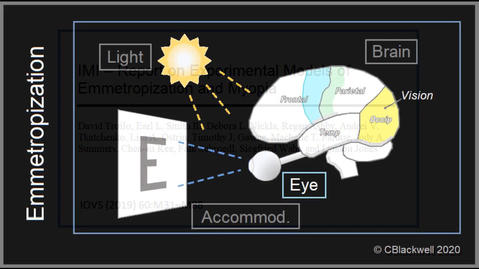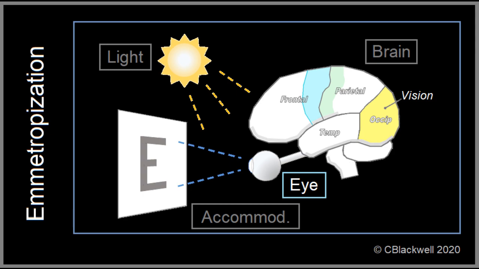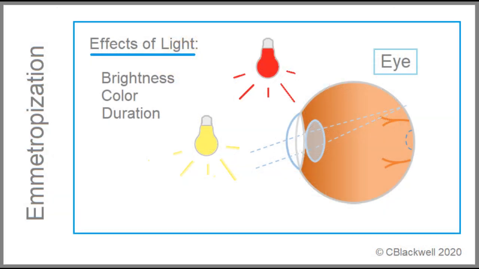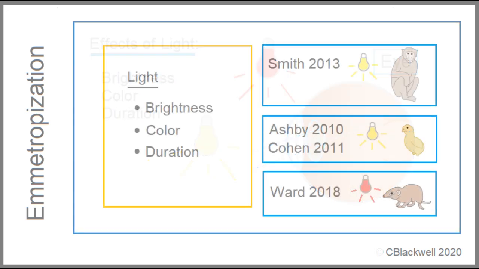It turns out that light has an important effect on eye development. So let's talk more about it. Researchers have found that brightness, color, and duration of exposure all have significant influence on eye growth. We will look at several experiments on light effects.